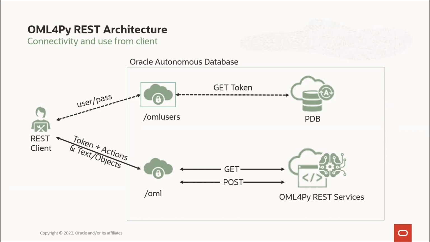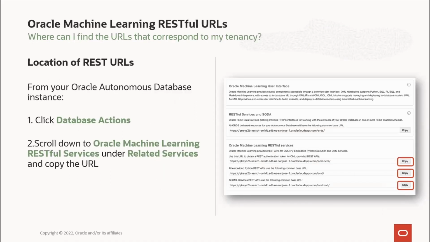So after you have all of your roles and the token, this allows you to have access to the OML4Py REST services that are residing in your data center region. To get the token and run your REST API requests, you need the OML URLs that map to your tenancy and database. You can actually get these in your Autonomous Database in Database Actions under Related Services. You'll find two URLs, and there's one that is used to get the token. That's the token URL, and another URL to list and run the Python scripts. So you'll want to copy those and keep them handy.